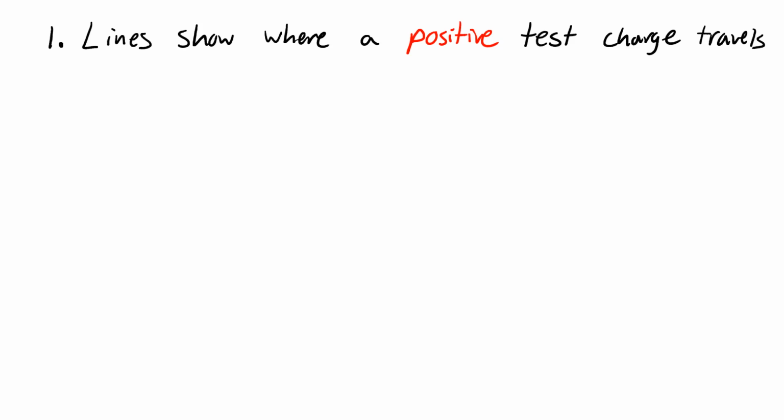Rule number one is very important. We use a positive test charge to show where the lines point. It's a convention, all right? So lines show where a positive test charge travels. For example, if you have a positive source charge, it's creating a field around it. And I represented that electric field in the previous video by using a highlighter. You could think of this field as three-dimensional, so it's more of a sphere than a circle, right? So the field gets stronger the closer you get.